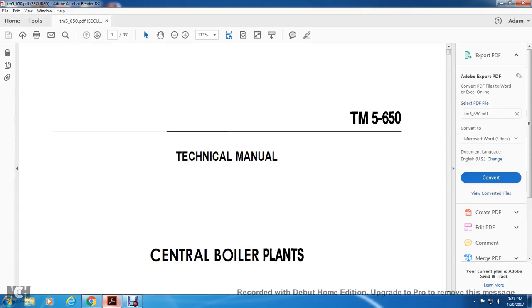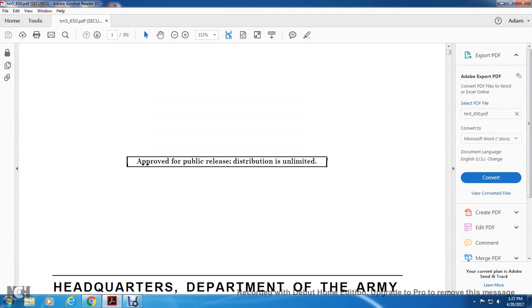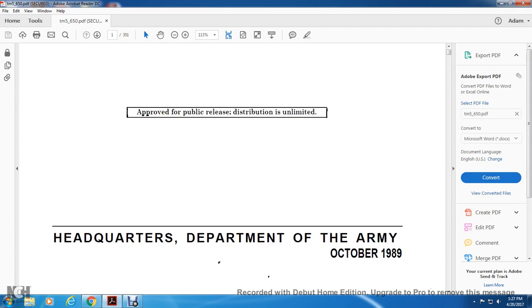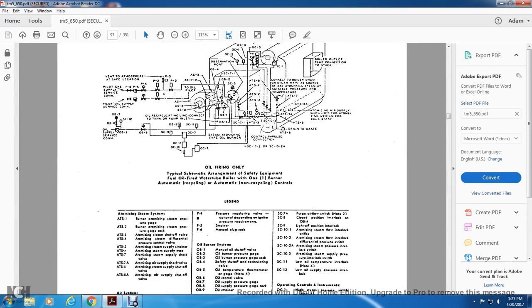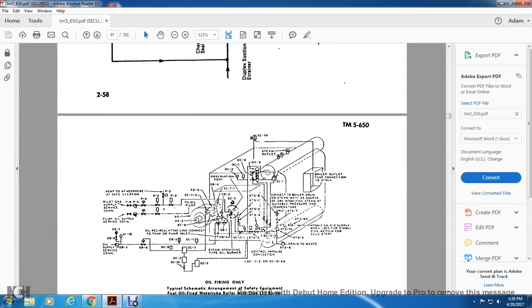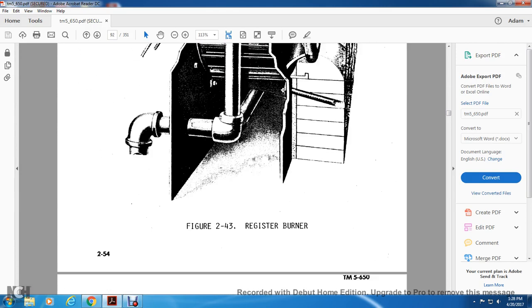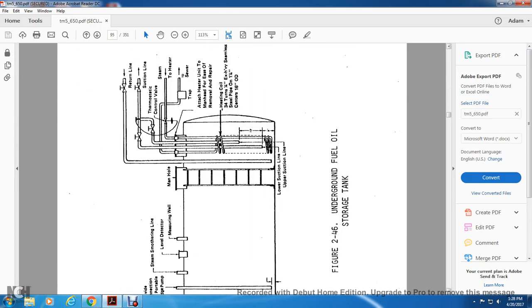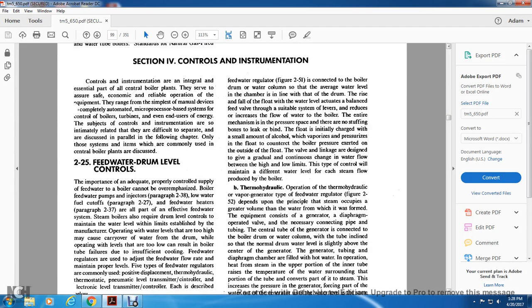Alright, hi. I'm looking at TM 5-650, Technical Manual, Central Boiler Plants, approved for public release, distribution unlimited, Headquarters Department of the Army, 1989. Let's see here. Section 4. Controls and instruments.